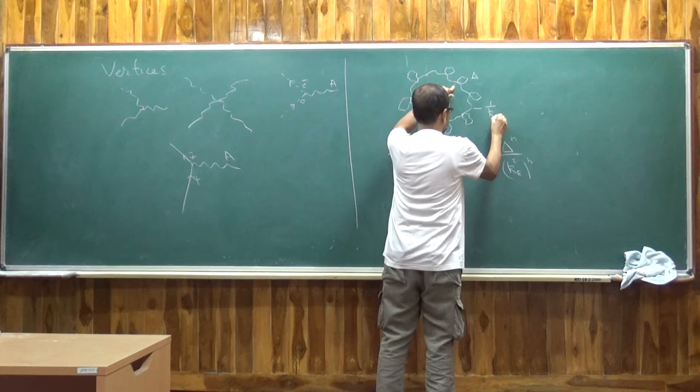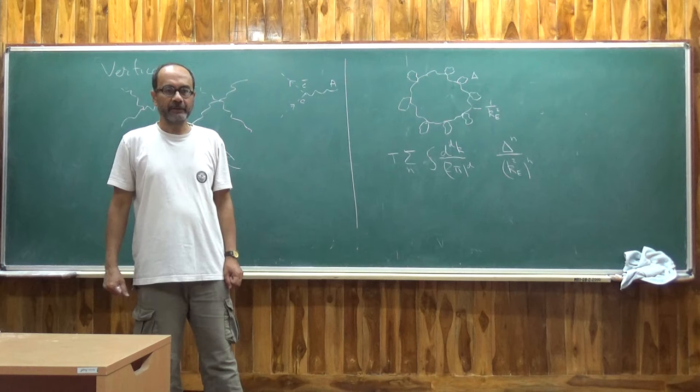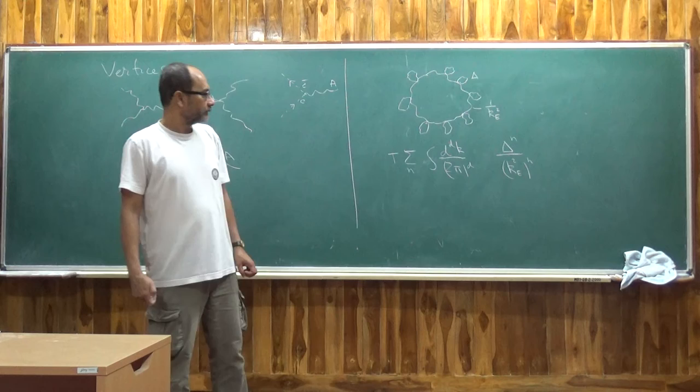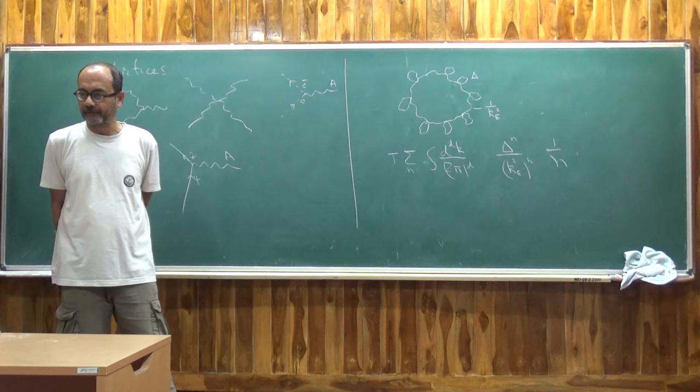There are an equal number of k squared and delta factors. And we had in fact worked out a combinatorial factor for this. You remember what the combinatorial factor is? After some counting, we had found it is 1 over n. If you go back to the notes for the scalar field theory, it's the same combinatorial factor, because it's the same diagram, with extra vector indices thrown in.